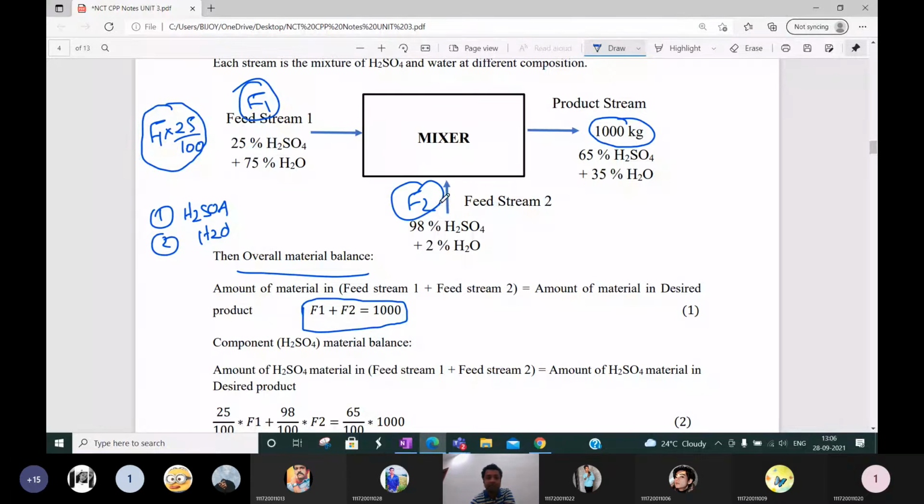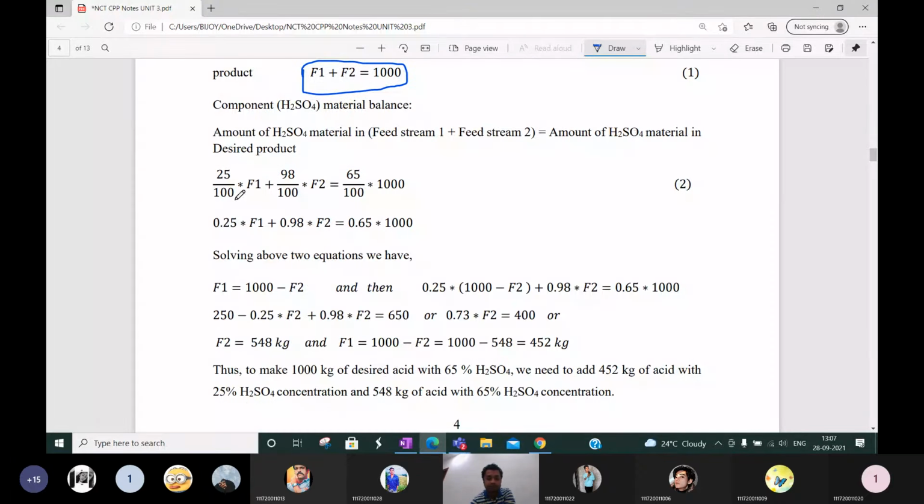Then the amount of H2SO4 present in the F2 stream is 98% of F2, which means F2 into 98 by 100. The amount of H2SO4 present in the product stream is 65% of 1000 kg, or 1000 into 65 by 100. So in the component balance, the amount of H2SO4 in feed stream 1 plus the amount of H2SO4 in feed stream 2 is equal to the amount of H2SO4 in the product stream. Okay, so how to write this one?